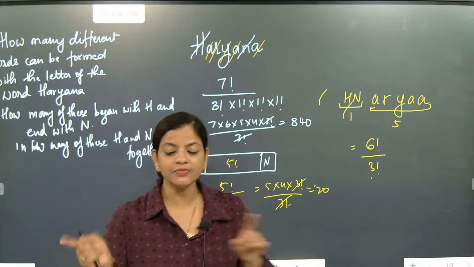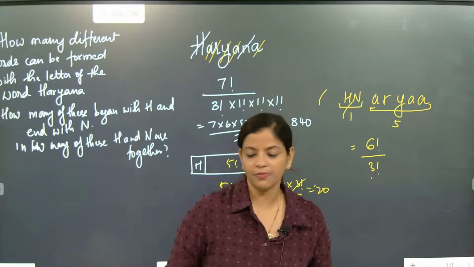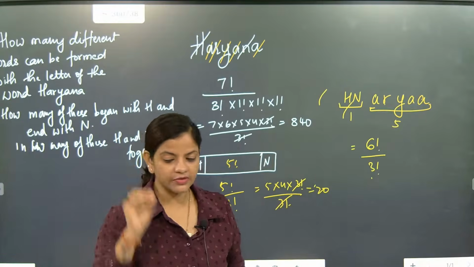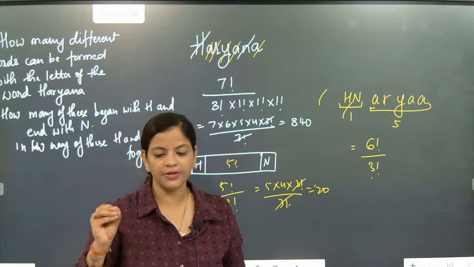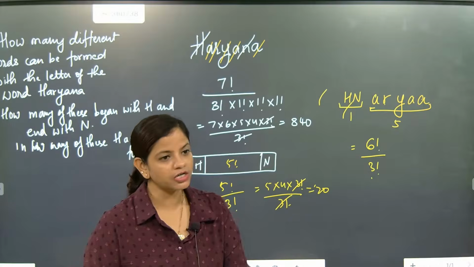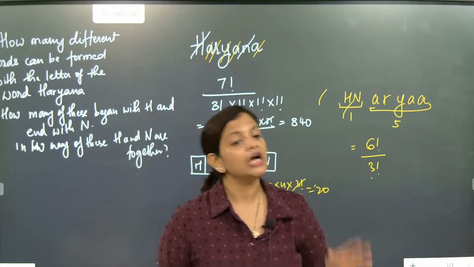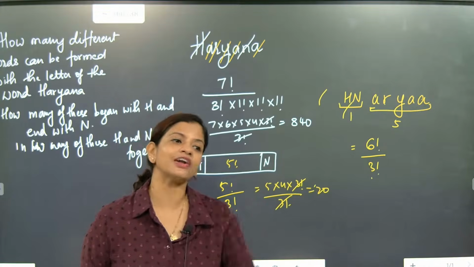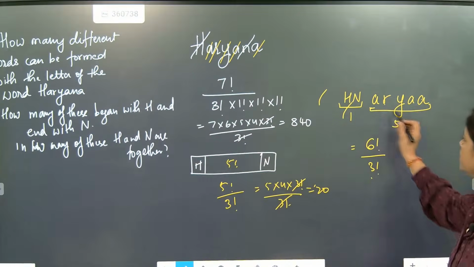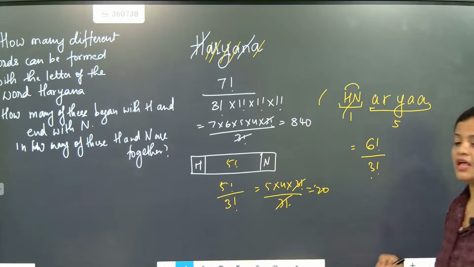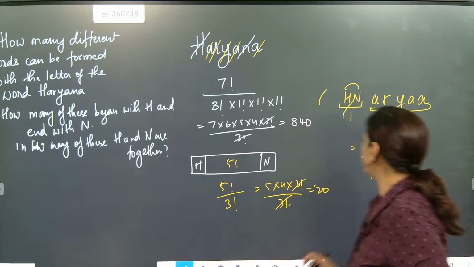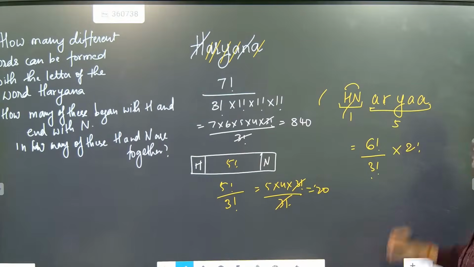Understood? So how many times can they shuffle their place? 2 factorial times. If the same letter is there and they interchange their location, then factorials will not come. But if different letters are there, then their factorial will be accountable. So here H and N will interchange their place. In how many ways can H and N interchange their place? 2 factorial ways. So here in this part 2 factorial will be multiplied.